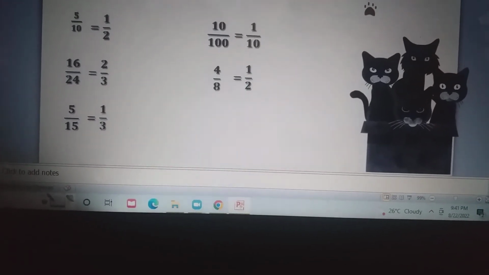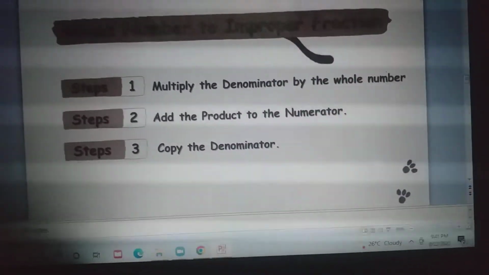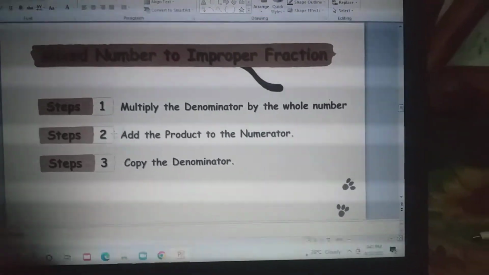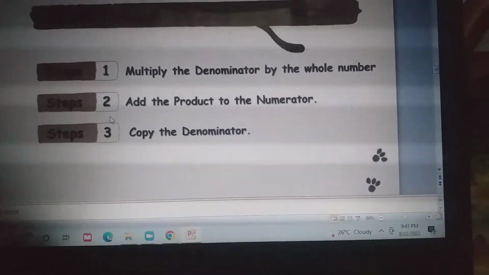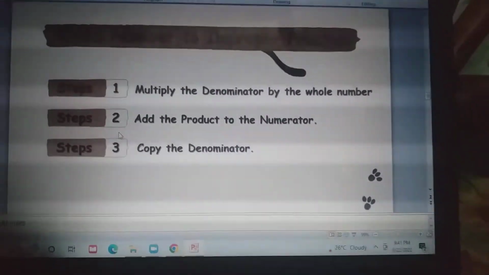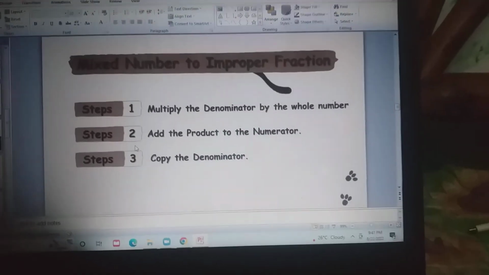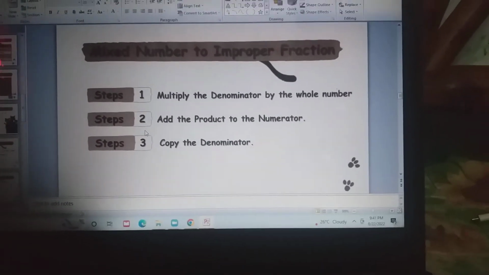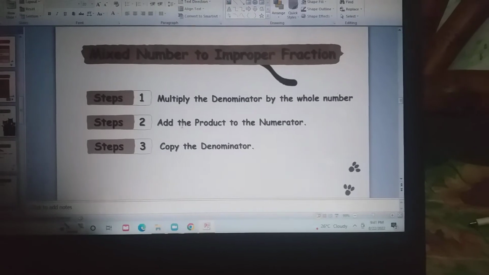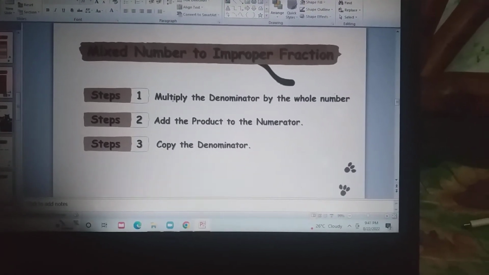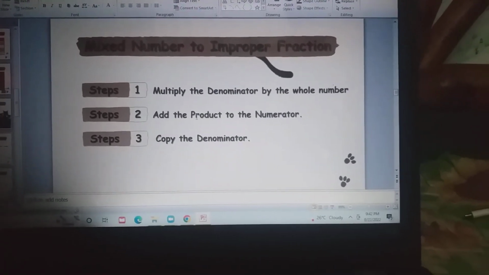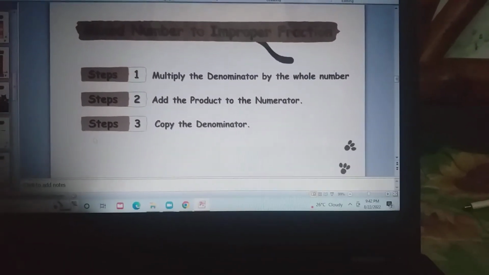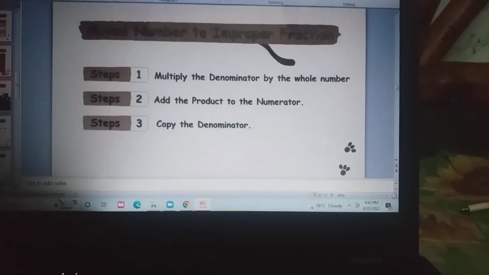The next, we have here, changing mixed number to improper fraction. How will you change? Paano change ang mixed number? So, again, pag sinabing mixed number class, binubuo ng whole number and a proper fraction. Okay, so these are the steps. Ito po yung steps. Multiply the denominator by the whole number. Add the product to the numerator. Then copy the denominator. Example.